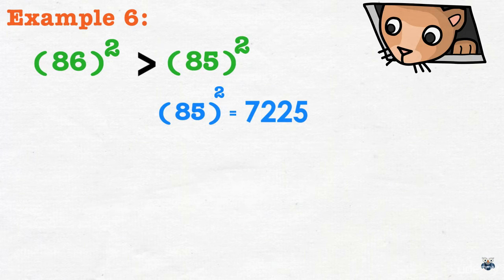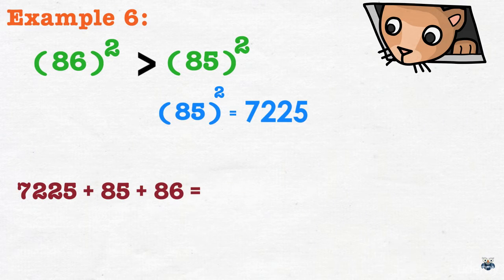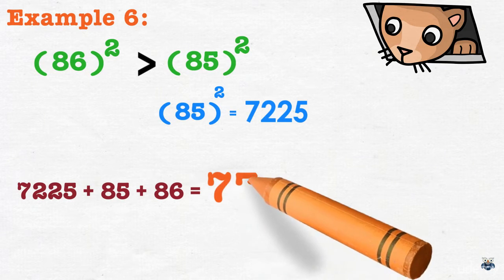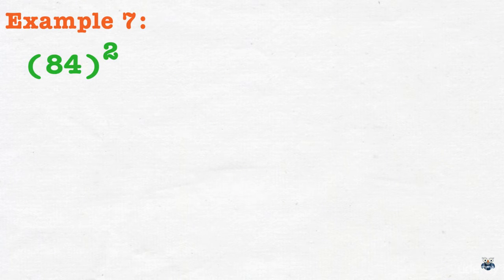And to find 86 squared, all we do is add the sum of 85 and 86 to this result. So our final answer is 7,225 plus 85 plus 86, which is 7,396.